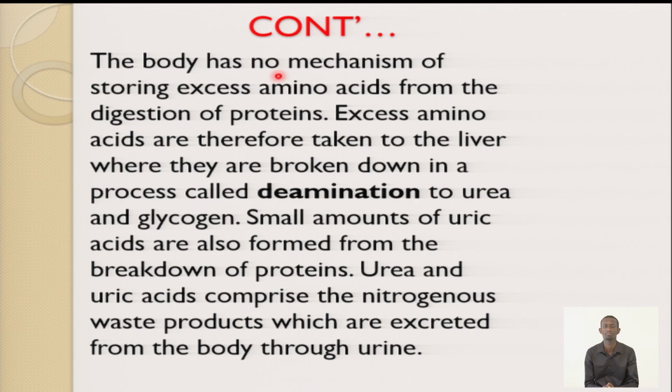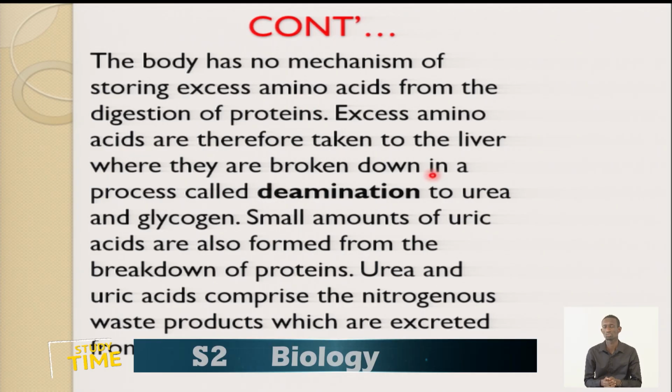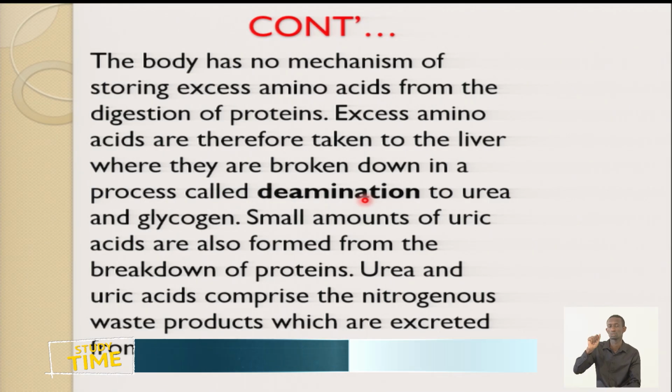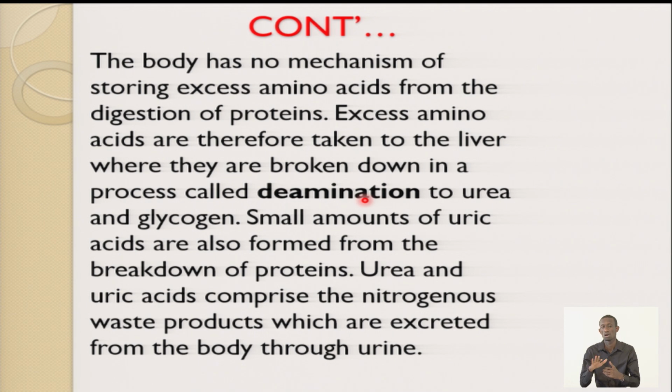We said the body has no mechanism of storing excess amino acids. Let me say there is accumulation of too much amino acids in our body, and the body has no mechanism of storing those excess amino acids. So the body goes through a process of eliminating the excess amino acids, which are taken to the liver. The liver does the function called deamination. Deamination is the process of breaking down excessive amino acids so they can be released out of the body, converting them into ammonia.